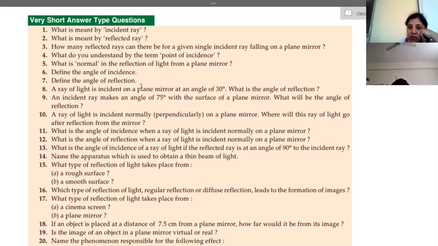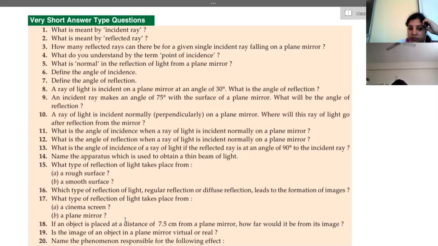Then the structure of eye, defects of eye, corrections that you have learned in this chapter. So try solving, you will recall one by one. Try solving these questions. And immediately after the class, you have to send me the pictures of what you have solved.